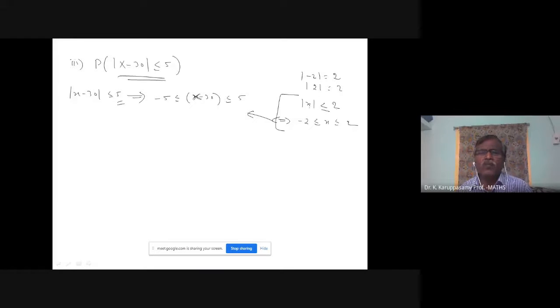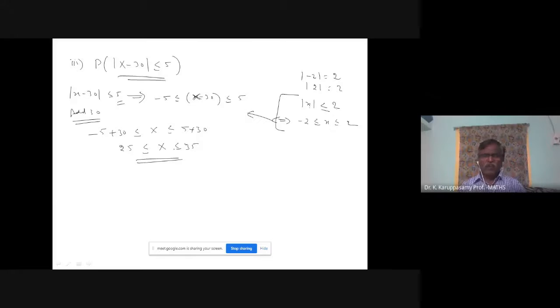I want to remove the minus 30. There are 3 terms, 1, 2, 3. In all 3 terms, you add 30. Here, minus 5 plus 30. x minus 30 plus 30 is x. With 5, you add 30. So the left hand side is 30 minus 5, which is 25, less than or equal to x less than or equal to 35.